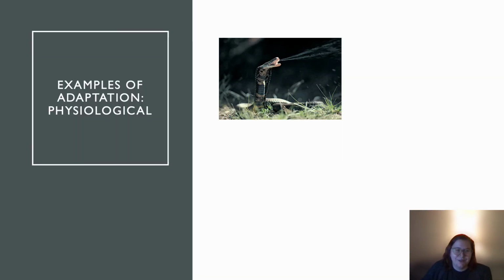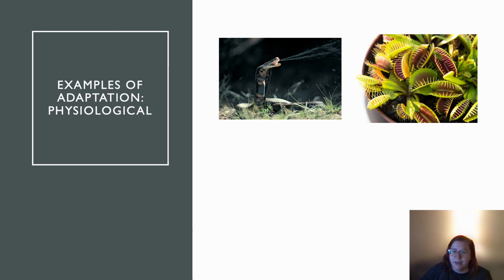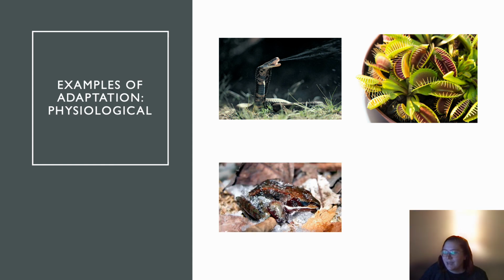Okay, the one I think that's the trickiest is physiological adaptations. So here is a spitting cobra, and it can spray venom. So venom and toxins would be examples of physiological adaptation because they have to do with body chemistry. Venus flytraps can digest insects, which other plants can't do, so those digestive juices have to do with body chemistry. This is a wood frog.